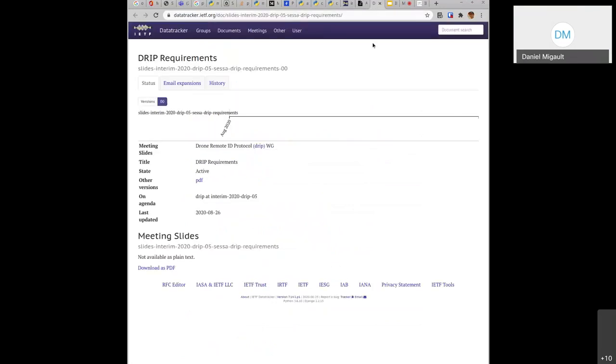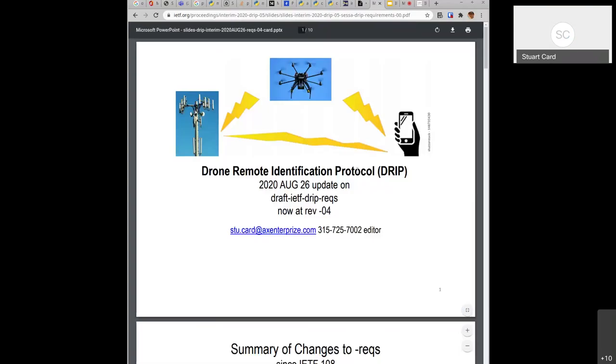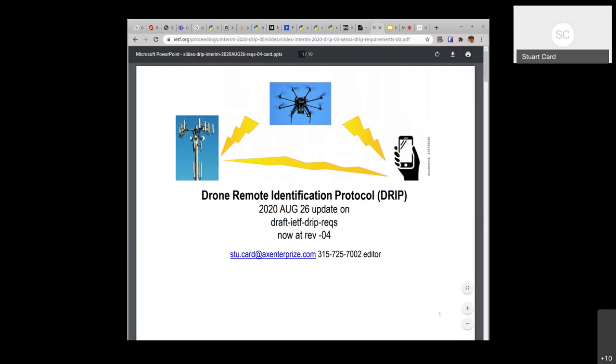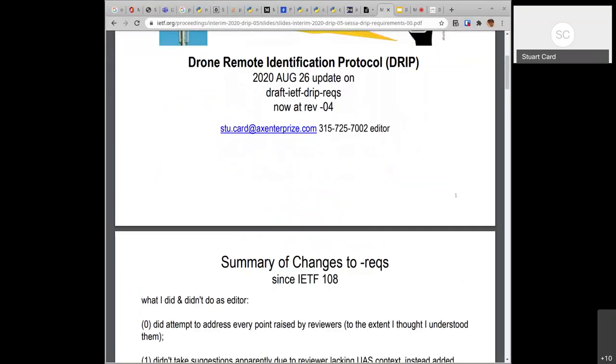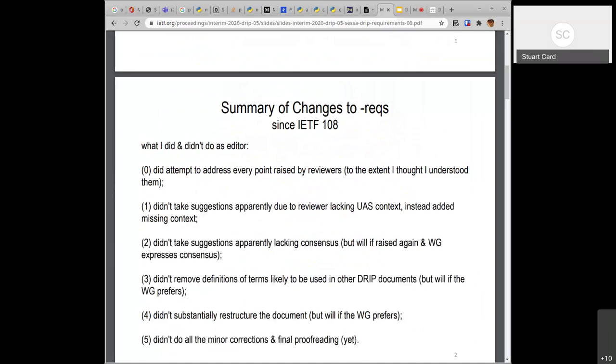So, Daniel, will you be sharing the slides from your screen, or do you want me to? Okay, so this is an update on requirements, which is now at Rev 4. Next slide. So what I've done since 108, I did try to address every point that's been raised to the extent that I thought I understood them, and I'm pretty sure I didn't fully understand them. So hopefully we can clear some of that up today.